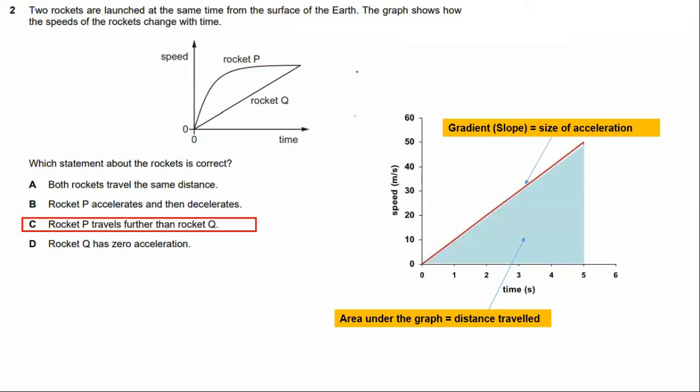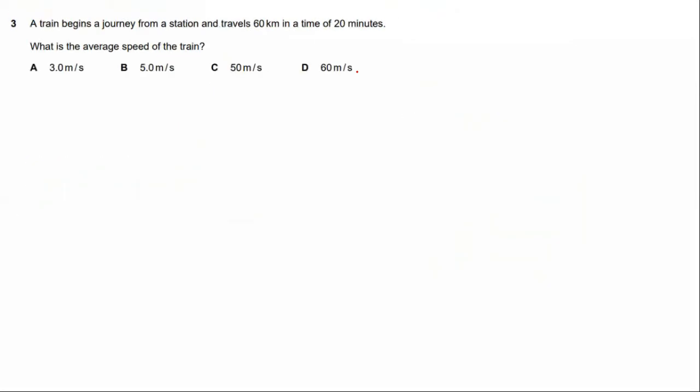Let's move on to question 3. A train begins a journey from a station and travels 60 kilometers in a time of 20 minutes. What is the average speed of the train?